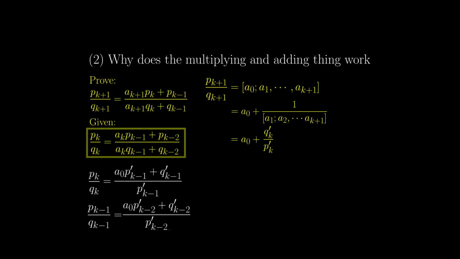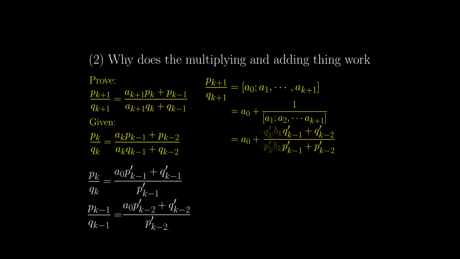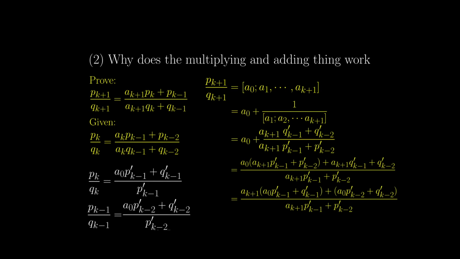Now based on this yellow box, which is assumed to be true, we can rewrite the fraction here. Remember that bk is actually ak plus 1, so we can do a simple replacement here. By doing some algebra, we have this. Look at the white boxes.